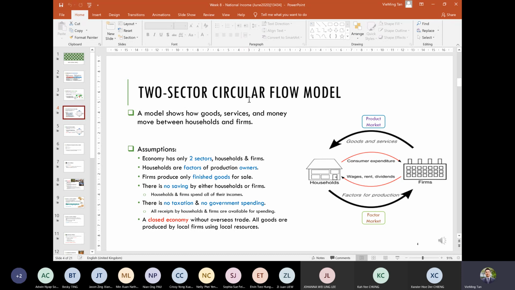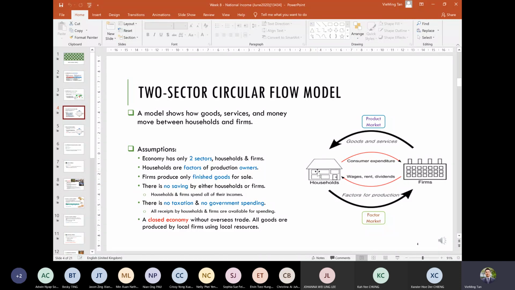This circular flow model is to show you how the goods, services, and money of a country move between the households and firms. In this model, we assume that there are only two sectors in an economy. Only two sectors. So what are the sectors? The two sectors are the household sector and the firm sector.